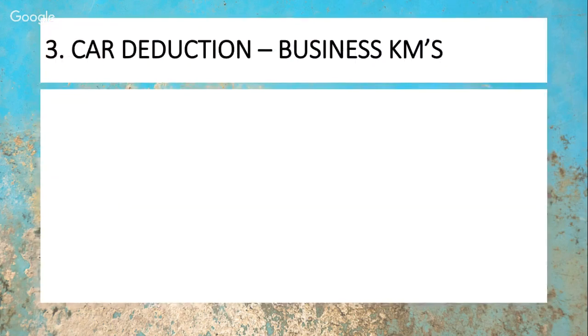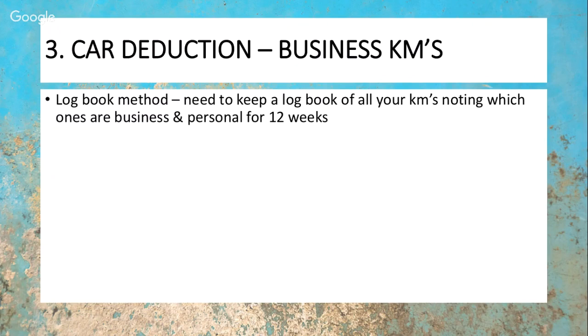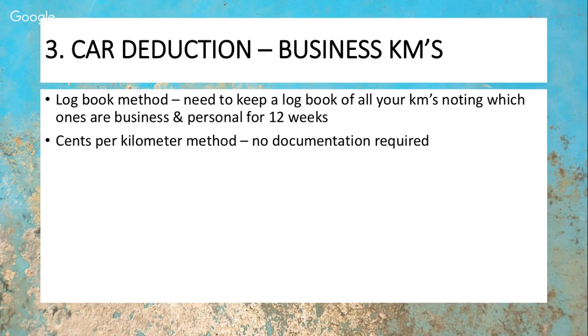Tax hack number 3, the car deduction for your business kilometres. Now, there are 2 different methods for claiming for your car. The first method is the logbook method. And with this one, you do need to keep a logbook for 12 weeks, taking note of all your kilometres and which ones are business, which ones are personal.